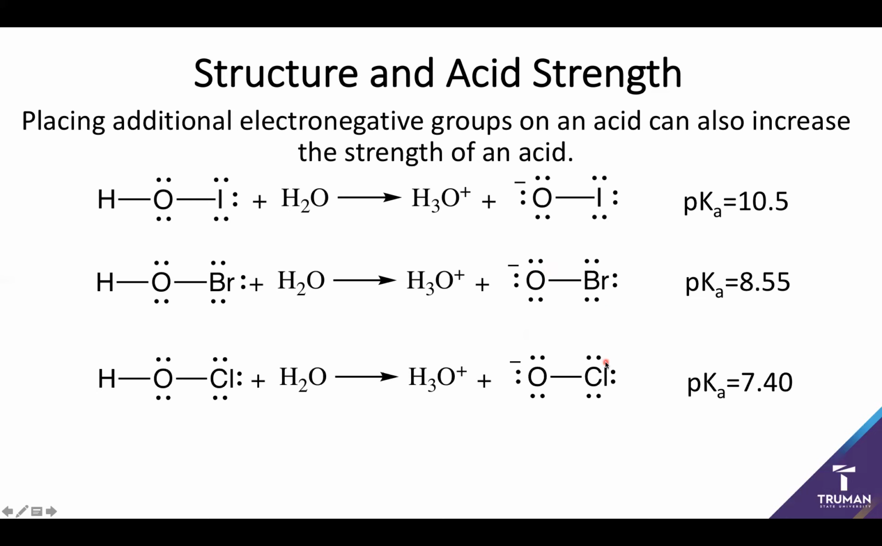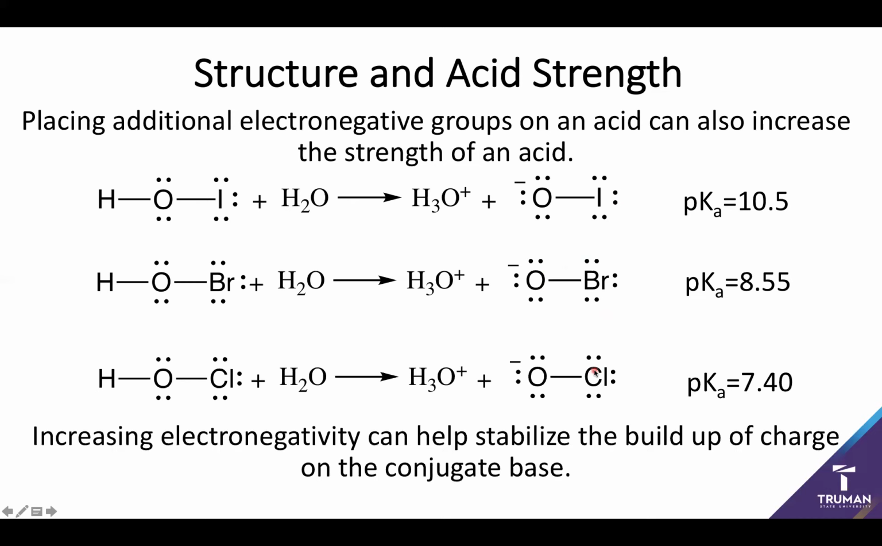More electronegative, more stable. Now, do note that this is opposite from just trying to place that negative charge on these ions alone, where size will matter more. So it matters a lot whether you have to do it on your own or whether you get a little help from your friends. So if you want to increase the acidity of any molecule, increase the electronegativity of the molecule. This will help stabilize that buildup of charge on the conjugate base. Again, it's less about the acid, it's more about the base.